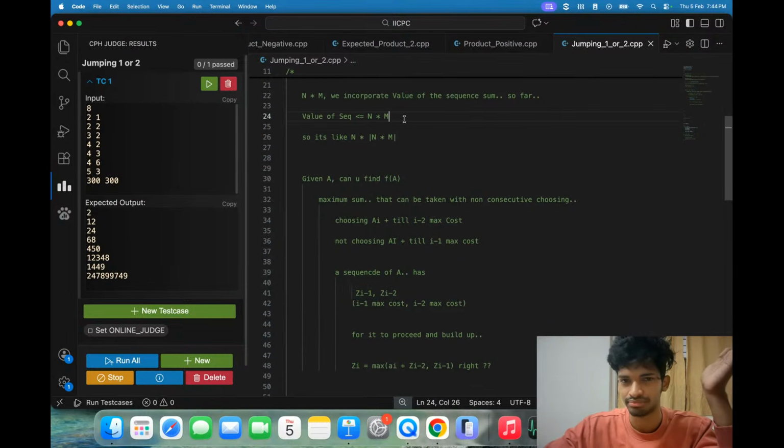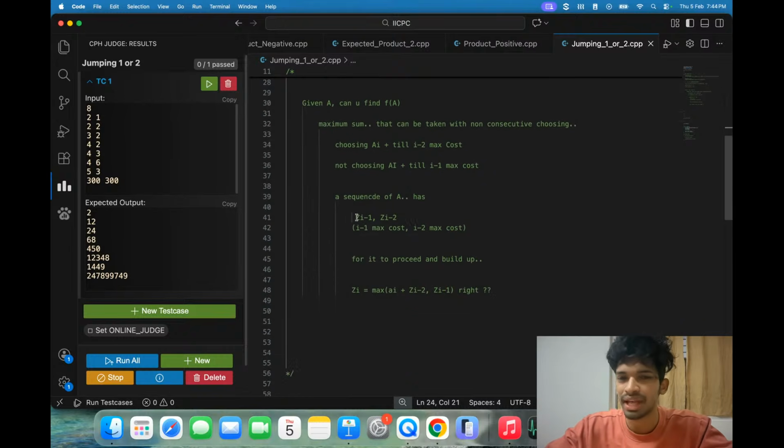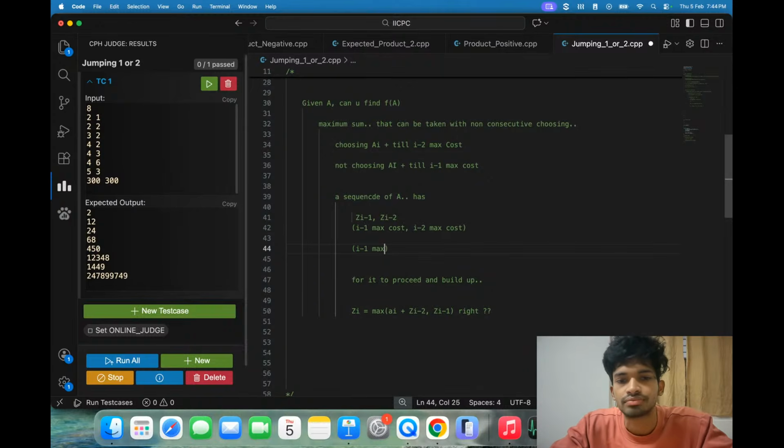I want a better term. Let's call it max sum. Not maximum times maximum, but maximum times n. Useful states are maximum times maximum, maximum times maximum minus 1, maximum minus 2, and so on, up to maximum minus n minus 1, right? All other states we will just call them as i minus 1 max cost comma i minus 2 max cost, less than i minus 1 max cost minus n.